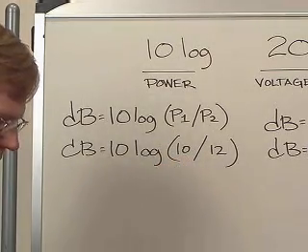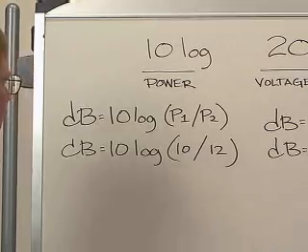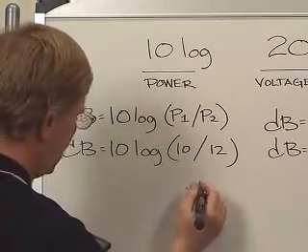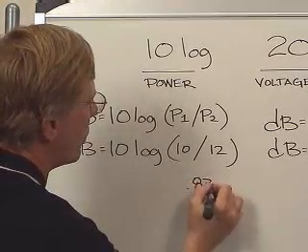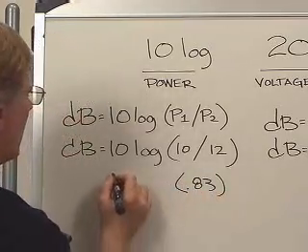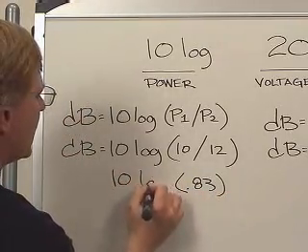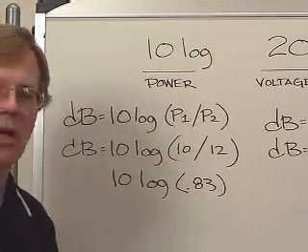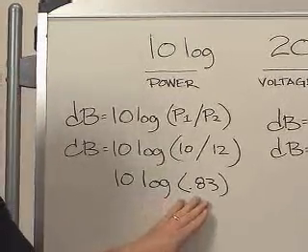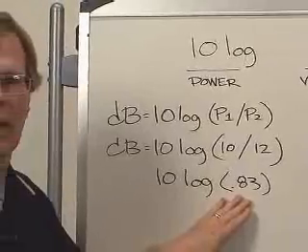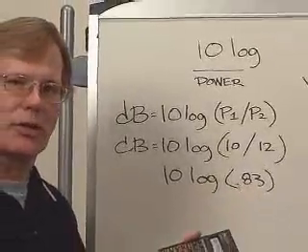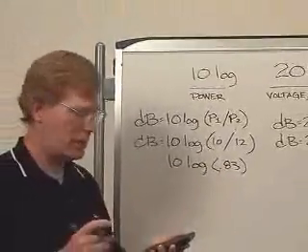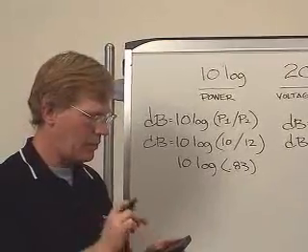So we take 10 divided by 12, and this is going to be 0.83. So again, this is 10 times the log of, and this is where we use our scientific calculator again. We're going to take the log of 0.83. And that's simply taking the result that you got a moment ago and hitting the log button on your calculator.